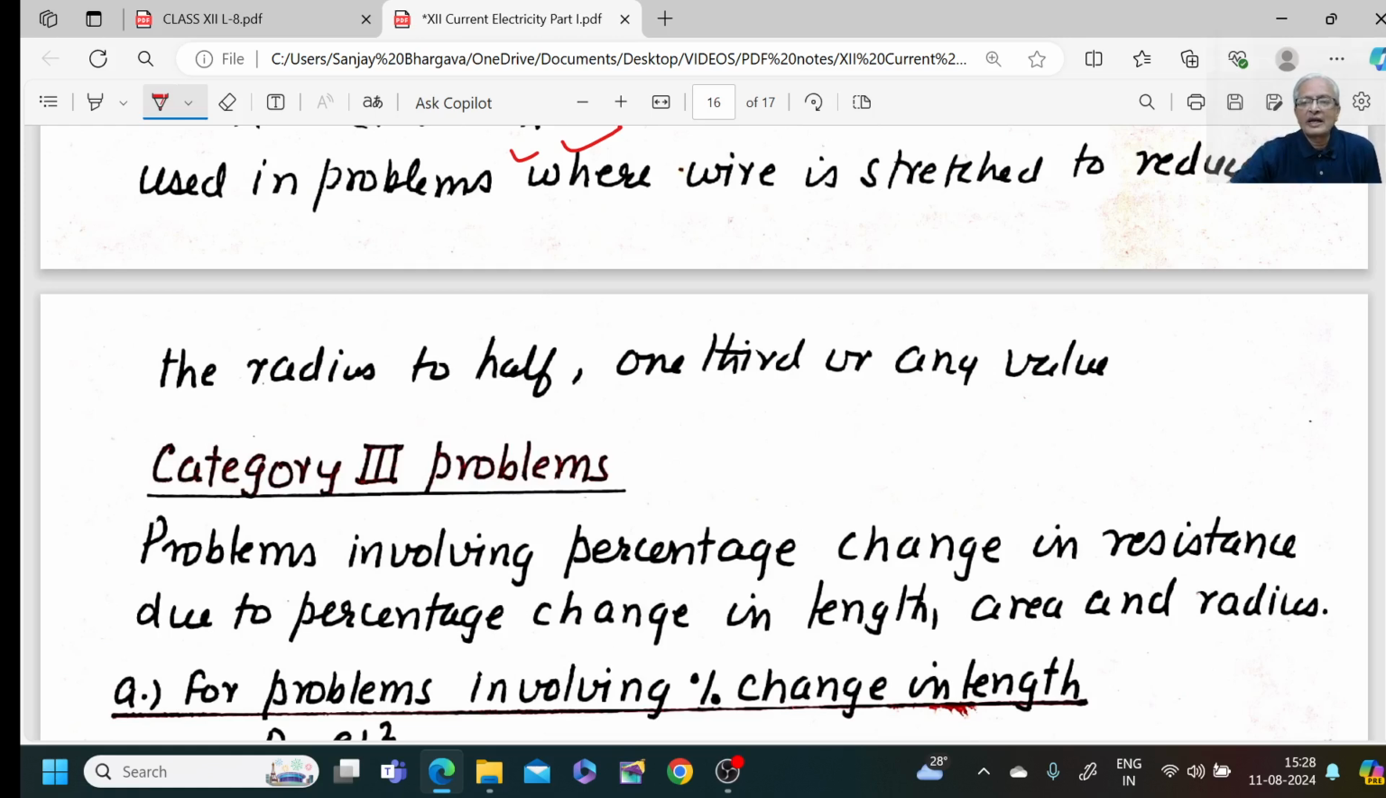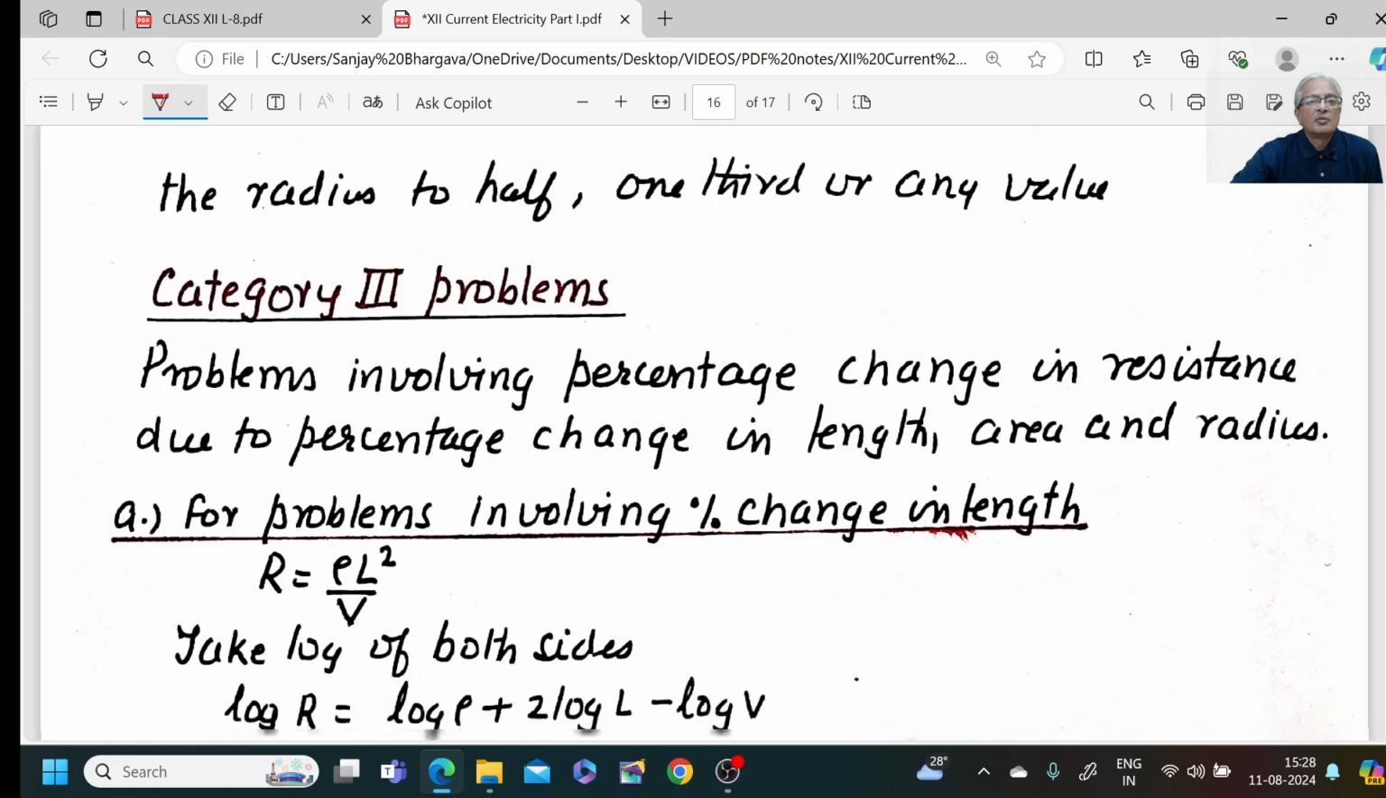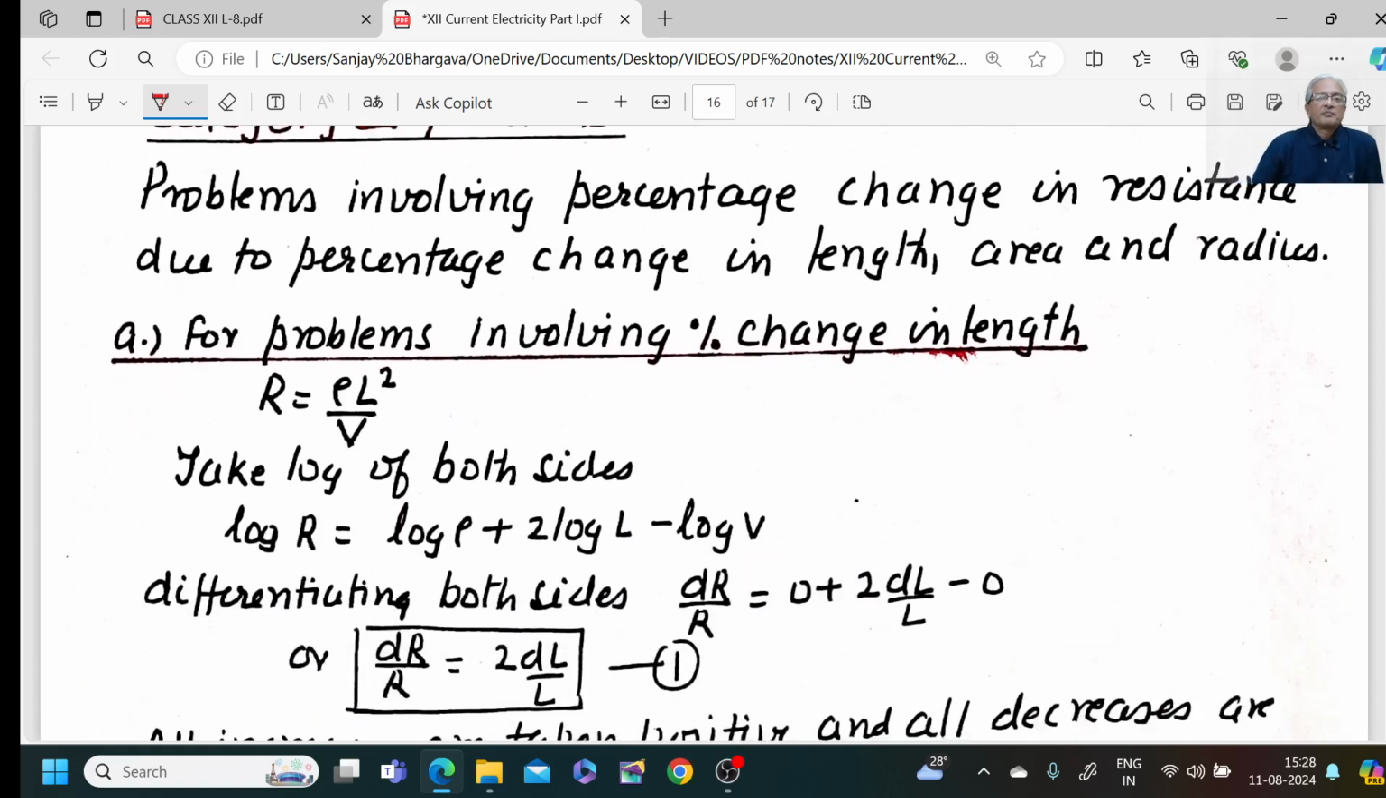Now let us come to category 3 of the problems. Problems involving percentage change in resistance due to percentage change in length, area or radius. Like the question says, the length increases by 1%. What is the percentage change in resistance? So for such questions, we require a different way of working. Again, I have R is equal to rho L square upon V.